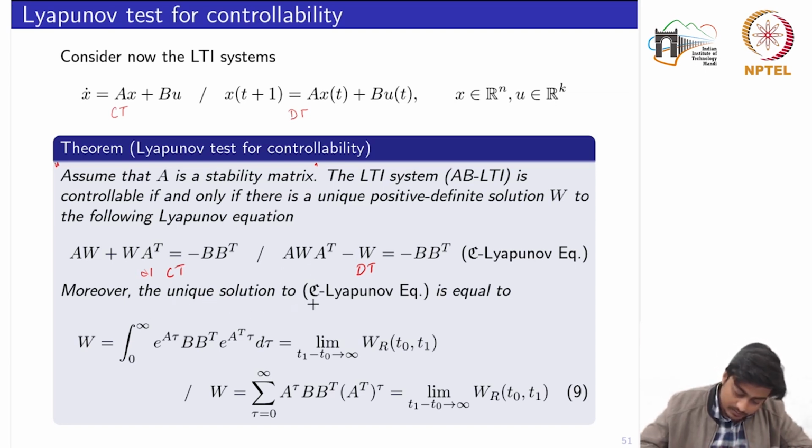Moreover, the unique solution to this Lyapunov equation is given by this W, and this is the reachability Gramian computed over the limit t1 minus t0 tending to infinity. Again, this is in the continuous time, and this is in the discrete time.